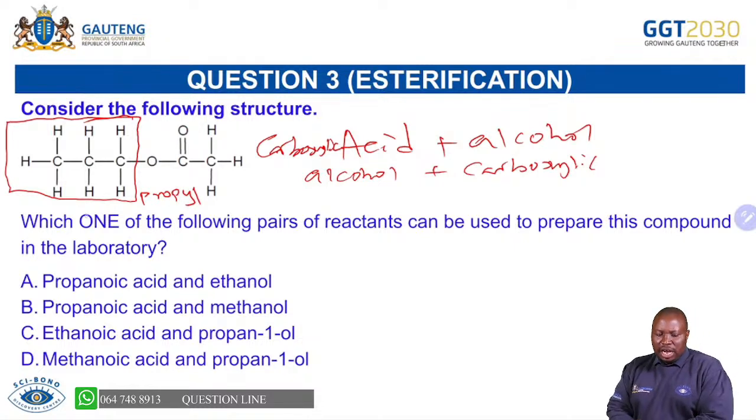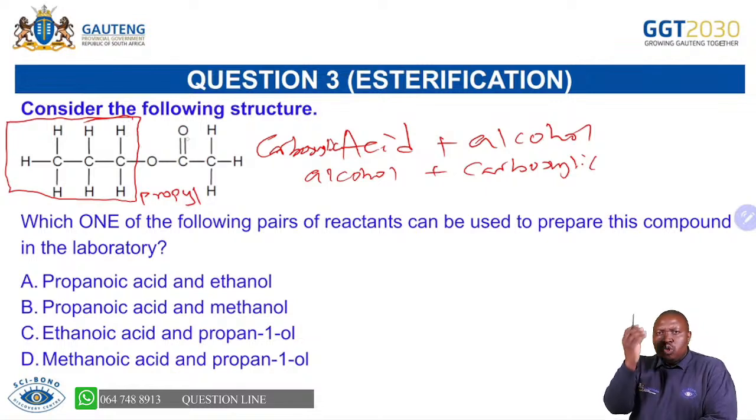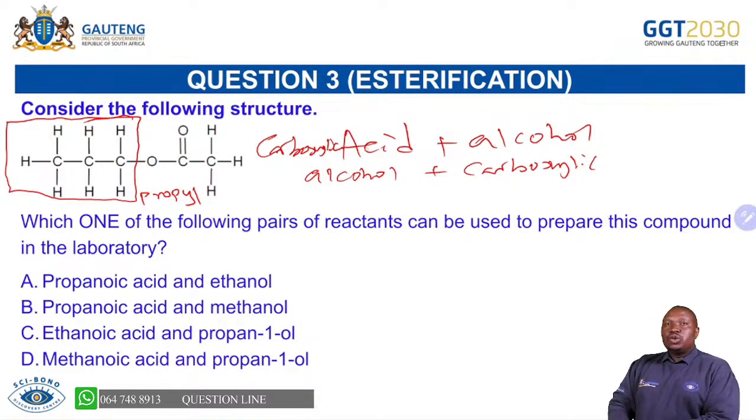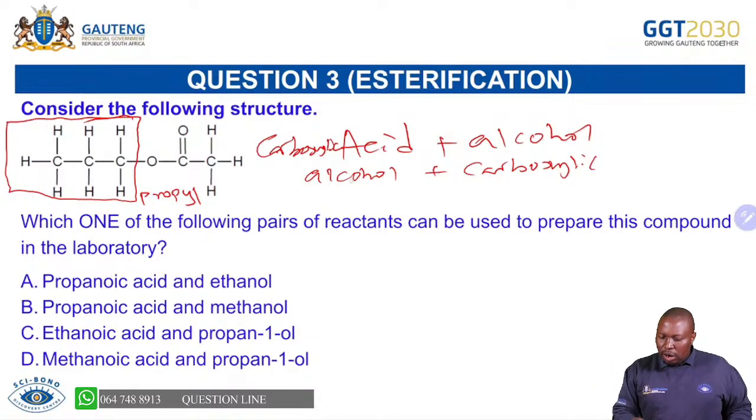Maybe the question you're asking yourself is, how do you know that this part is from the alcohol and the other part is from the carboxylic acid? Remember I said carboxylic acids have 2 oxygens. So you can see the C double bond O and the O, these ones, and you can see that we still have that from the carboxylic acid. But from the alcohol, the OH is not there. From the acid, the hydrogen is not there. That formed water.